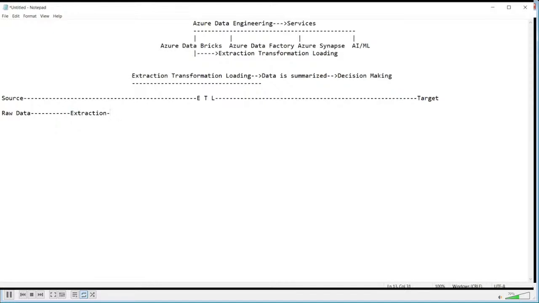Extraction means picking up the data. After the process of extraction is done, the process of transformation is implemented. Transformation is the actual process where the data is converted into the format required by the customer. Once the transformation is done, the data is finally prepared and loaded. And where is it loaded? It is loaded into the target, which is called the destination.